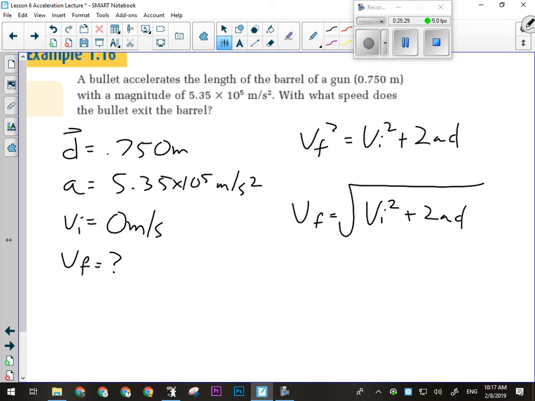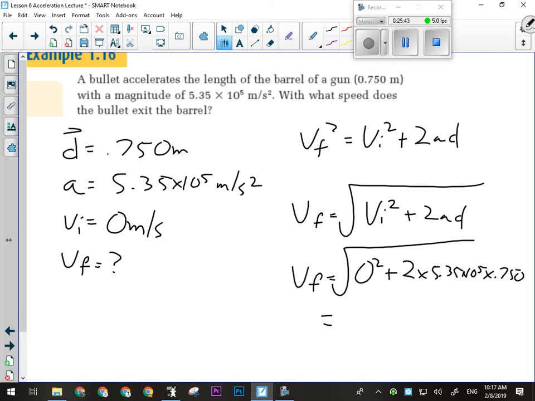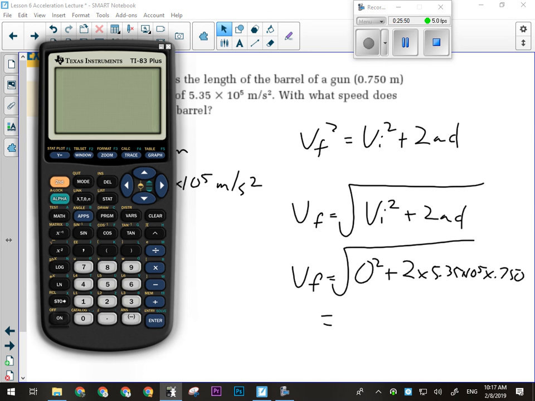So what we'll have is VF equals the square root of 0 squared plus 2 times 5.35 times 10 to the 5 times 0.750. Is this bullet going to be going pretty fast? Yeah, with that kind of acceleration, definitely. So we will have the square root of 2 times, in brackets, 5.35 to the power of 5, times 0.750.